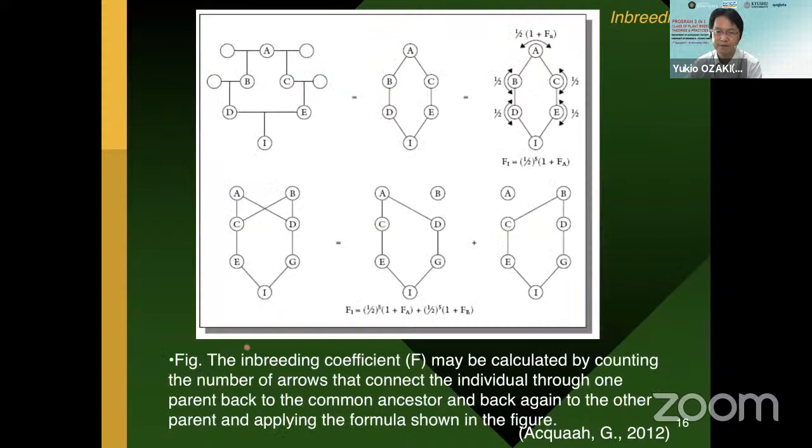Other more complex pedigrees are shown in this figure. As previously indicated, prolonged selfing is the most extreme form of inbreeding. With each selfing, the heterozygosity decreases by 50%, whereas the homozygosity increases by 50% from the previous generation.